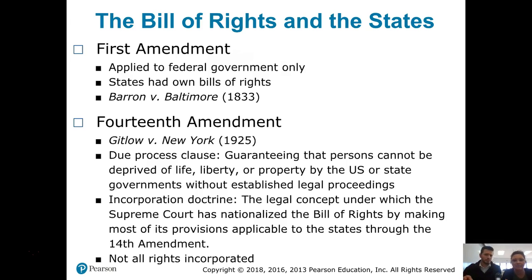Anyway, we did skip the due process clause. Make sure you know that. That is guaranteeing that persons cannot be deprived of life, liberty, or property by the United States or state governments without established legal proceedings happening. So we'll learn about the other amendments momentarily. In class, we'll talk about those. The Fourth, Fifth, Sixth, Seventh, and Eighth Amendments have to be applied, and that's known as due process. Those five amendments have to take place in order for you to be deprived of your rights.